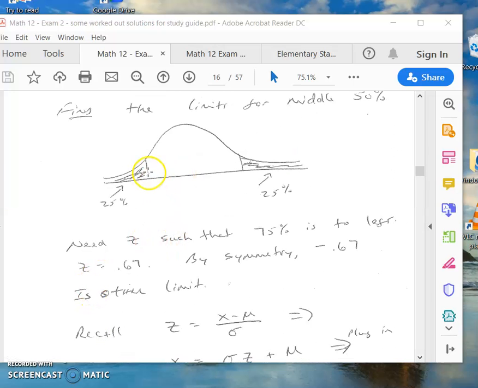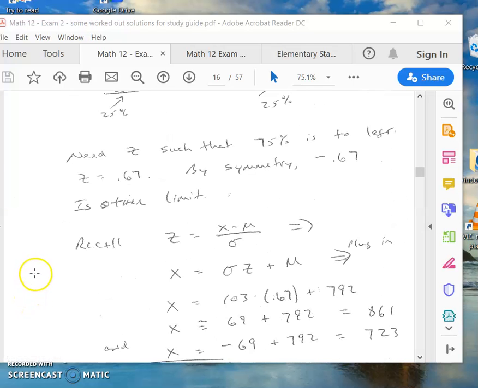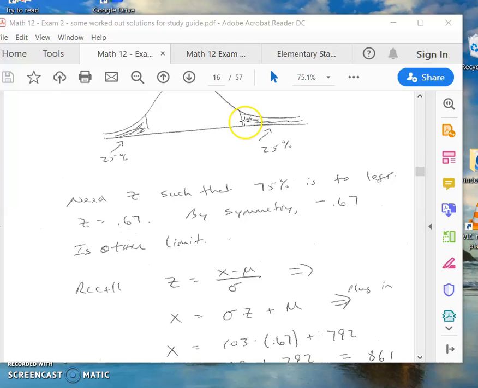So what we're looking for are these values right here. What we really want are the x values, but it's too hard to calculate the x values. We transform everybody into the z values. The z values are very easy to calculate because we have the tables. So we need the z such that 75% is to the left of that z-score. You start here, you go to the left. You want 75% of the area under the curve to be to the left. Well, if you have that guy, by symmetry, you have this guy as well.